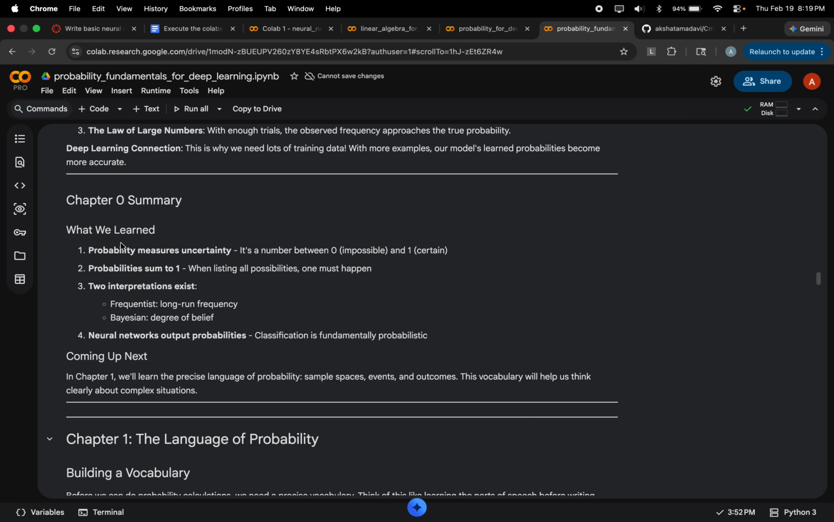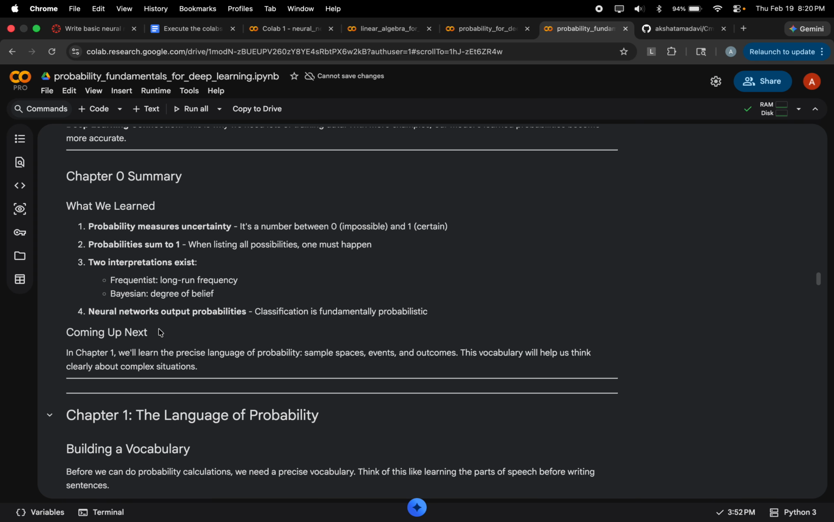Let's look at the summary for chapter 0. So probability measures uncertainty. It's a number between 0 and 1. 0 is impossible to happen, and 1 is certain that it is going to happen. And probabilities always sum to 1. When listing all probabilities, one of them must happen. And two interpretations exist: frequentist and Bayesian. Frequentist is long run frequency, and Bayesian is belief or degree of belief.